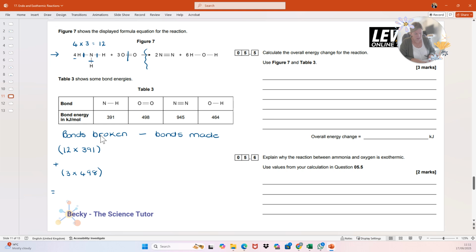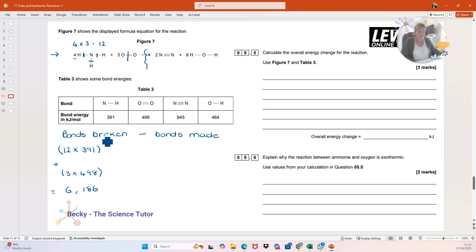And when you're doing things like this, it's what works best for you. You might want to do the 12 times the 391 first, get that answer, then do your 3 times 497. It's just about working it really methodically. Like I'm putting it in my calculator now using brackets, and I almost missed a bracket. So maybe it would be better if I'd done it separately. So the bonds broken, I've got 6,186 joules of energy. Now I'm going to do exactly the same for the bonds made.